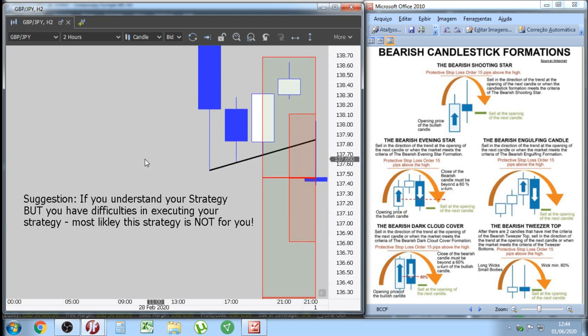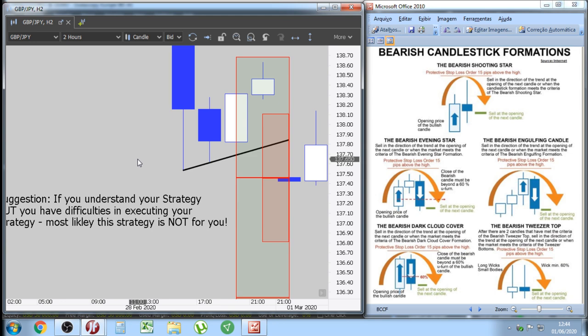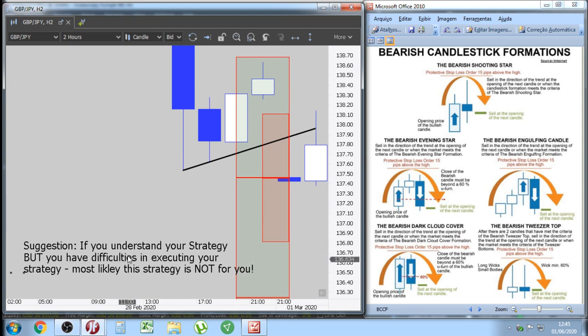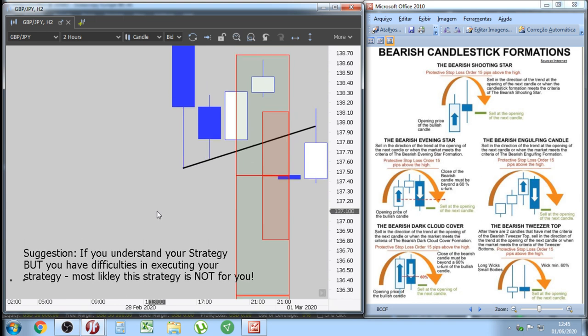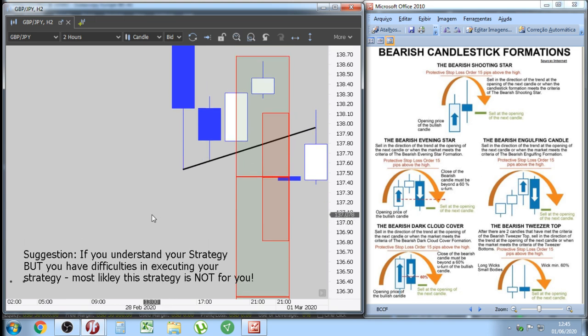So, bam, scalpers are out. The swing traders are still in. Does this mean that the scalper doesn't have an edge, or that the swing trader is better? Absolutely not. Both trading styles, both strategies can win or lose.